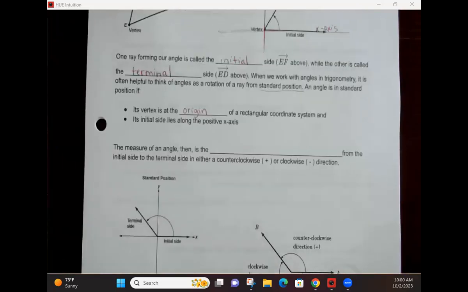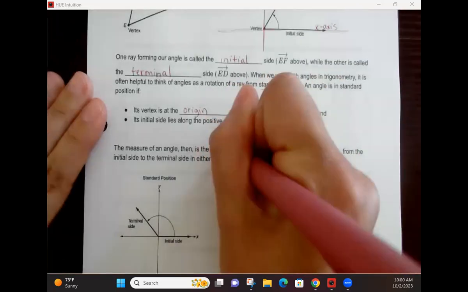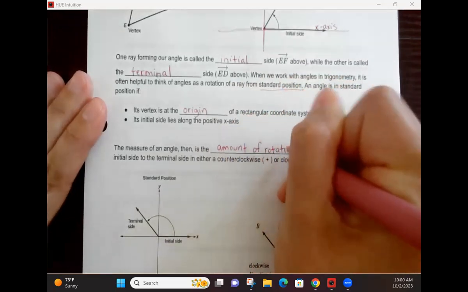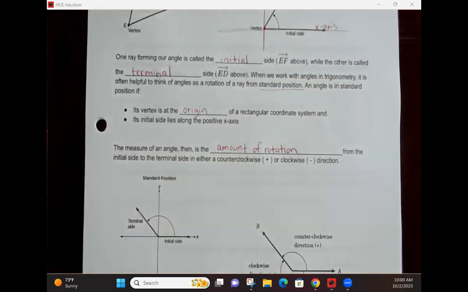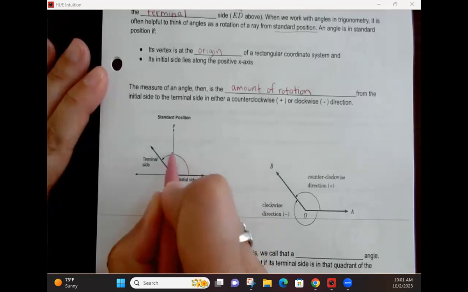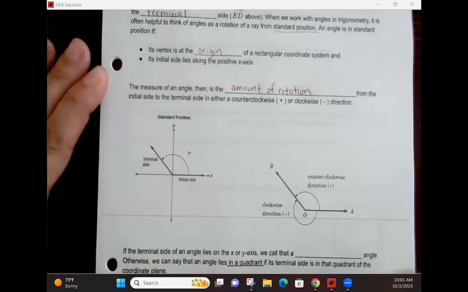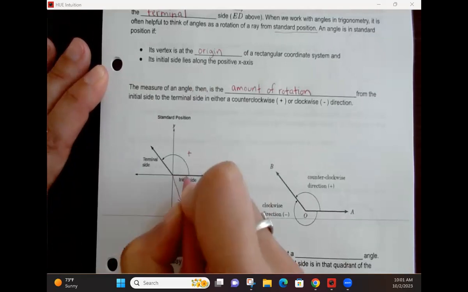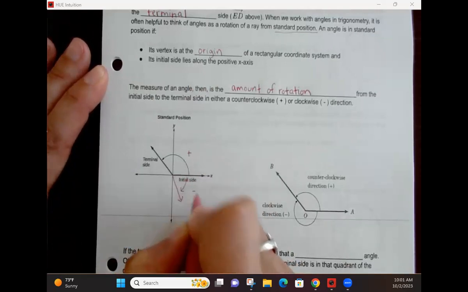The measure of an angle, then, is the amount of rotation, again, from the initial side to the terminal side. And we can talk about that rotation as being counterclockwise or clockwise. A counterclockwise rotation is a positive angle. If I had, like what we see down here, a clockwise rotation, or if I drew my terminal side down here and this was my rotation, that would be a negative angle.